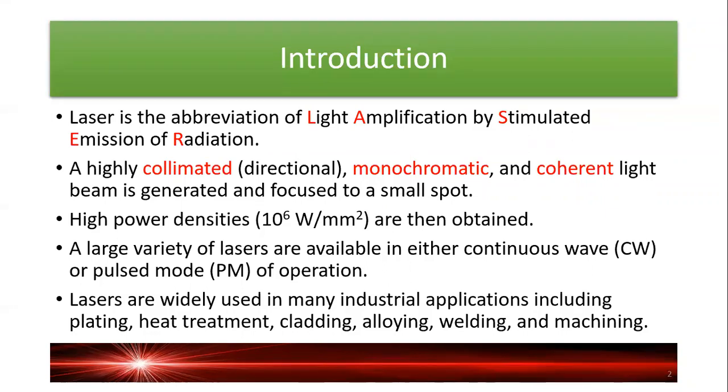So when you talk about laser, you're talking about very high power density. You're talking about 10 to the power of 6 watts per millimeter squared. So this is a very high intensity, and you can have this laser in two forms. One is continuous wave, which is designated by CW, or pulse mode of operation. So depending on the type of laser, you can have it in either continuous mode or pulse mode.